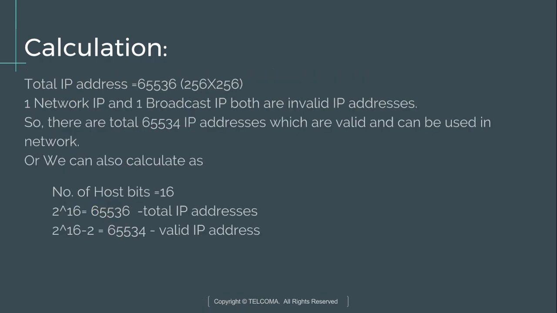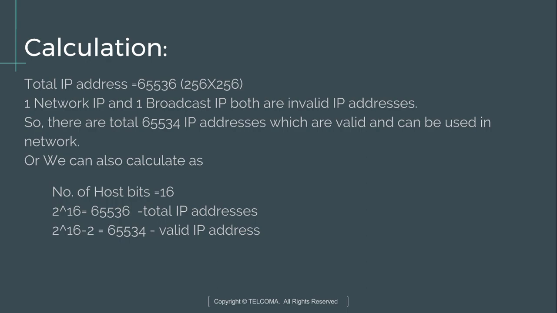Next is the total IP addresses. Here the total IP addresses are 65,536, from which one is the network IP address and the other is the broadcast IP address. These two IP addresses are invalid IP addresses which we can't use in the network. So there are a total of 65,534 IP addresses left which are valid and can be used in a network.